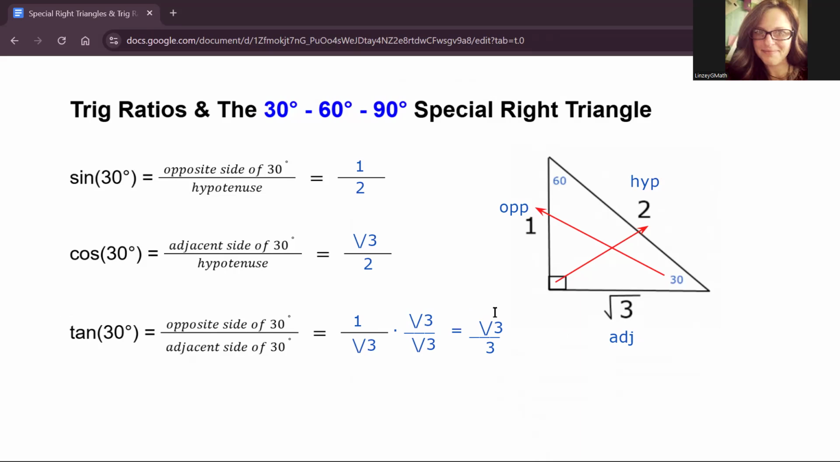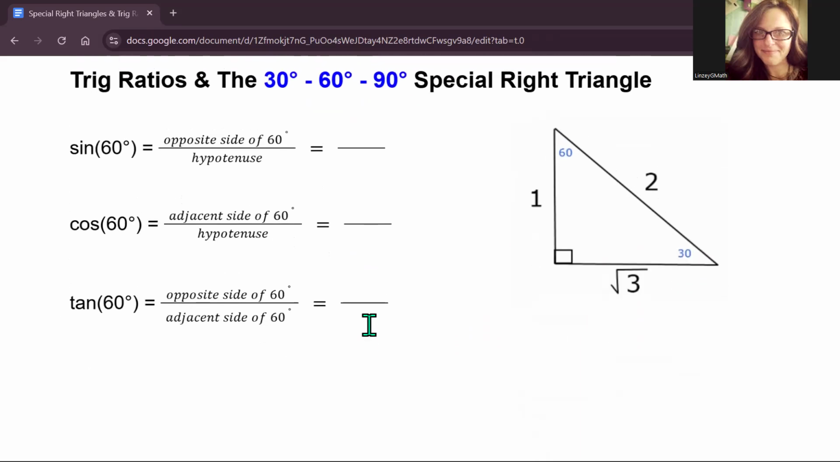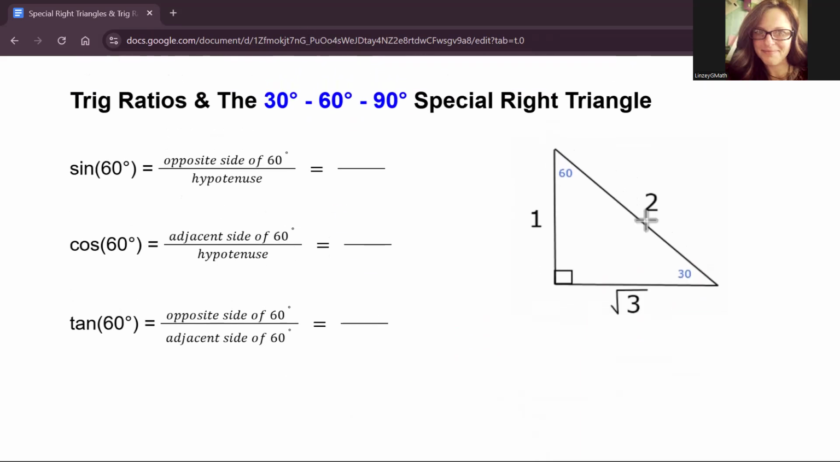Let's take a look at sine, cosine, and tangent of 60 degrees. And we have the opposite side of 60 degrees. This is the adjacent side of 60 degrees, and the opposite side of the right angle is always the hypotenuse. Sine of 60 degrees. The opposite side, square root 3, over the hypotenuse, 2. Sine of 60 degrees is square root 3 over 2.